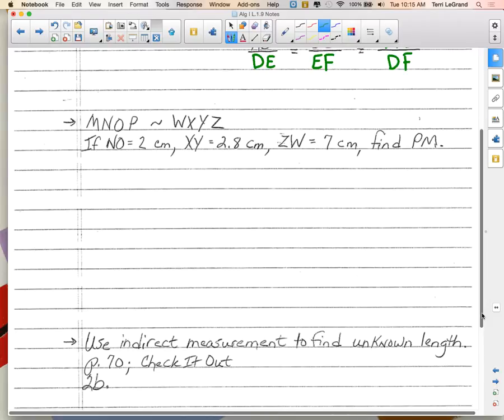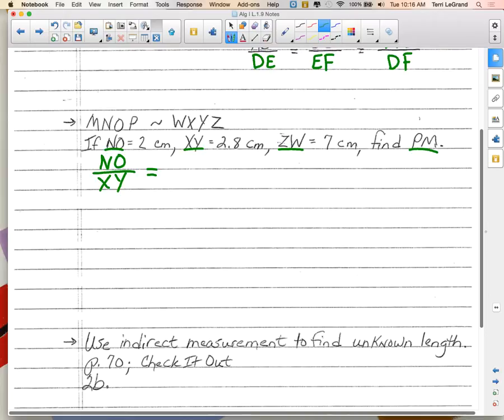Is there a proportion model we could set up that we could then substitute into? In other words, could we take these 4 lengths in names only and first set up a proportion model that'll help us? Yes. Okay, so give it to me. NO over, so NO is in the middle, XY is in the middle. Are you following? NO is in the middle, XY is in the middle.